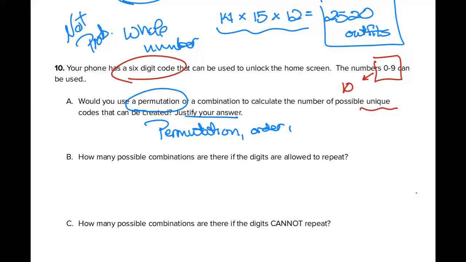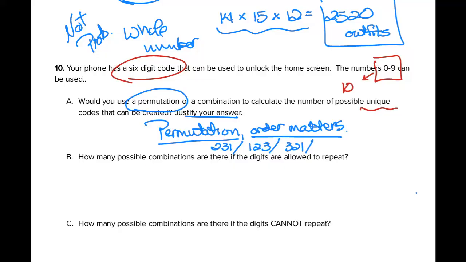Order matters. If your code on your phone happens to be 231, whoops, you guys can't see that very well. A 231 in a permutation is different than 123, which is different from 321. But in a combination, order is not important. So all of these would be similar because order is not important. But if you're talking about putting in a code, yes, order is important. So order matters. All right, how many possible combinations are there?